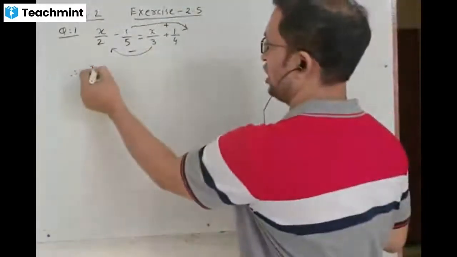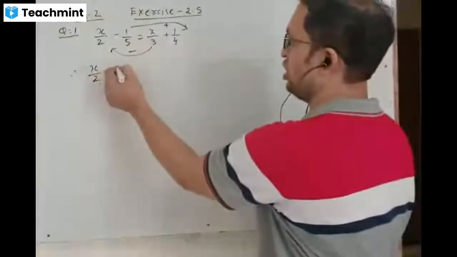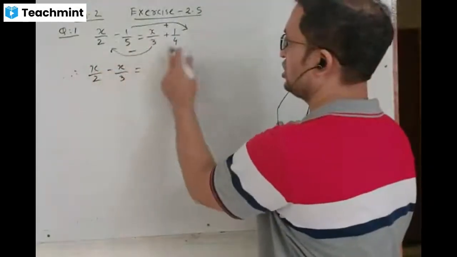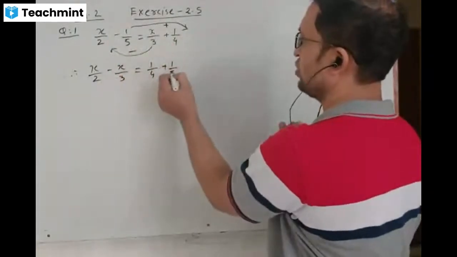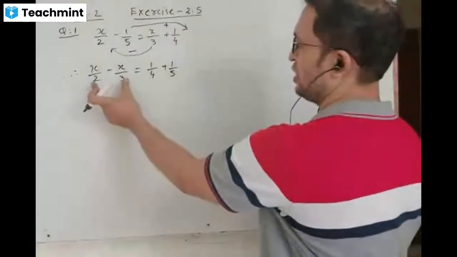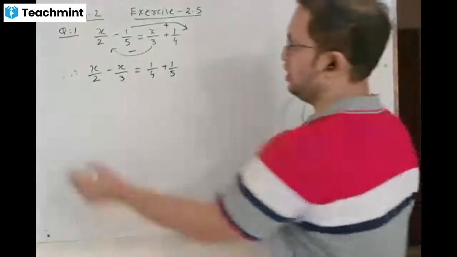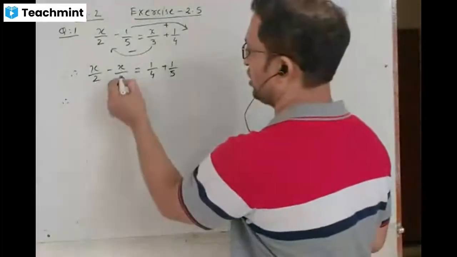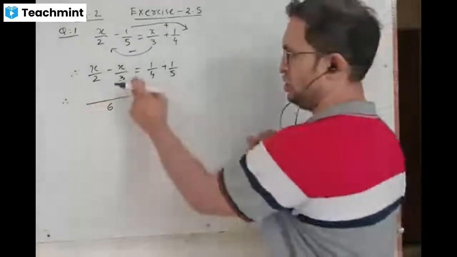Okay, therefore x by 2 minus x by 3 is equal to 1 by 4 positive plus 1 by 5. Okay, that is variable term with variable term, constant term to constant term. Here both denominators are different, so take the LCM, otherwise cross multiplication.